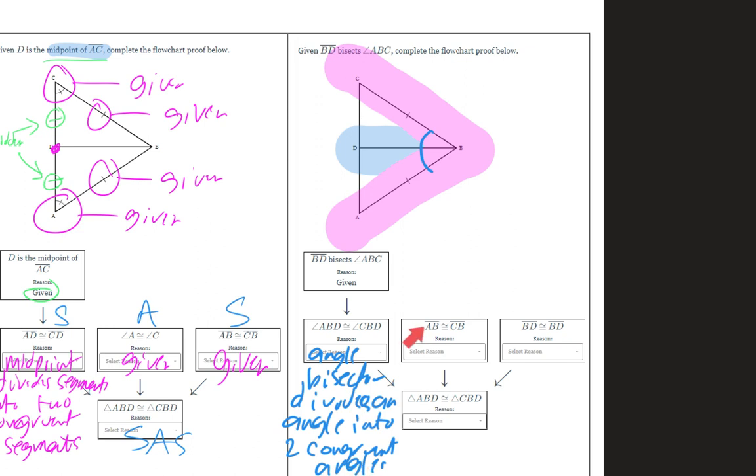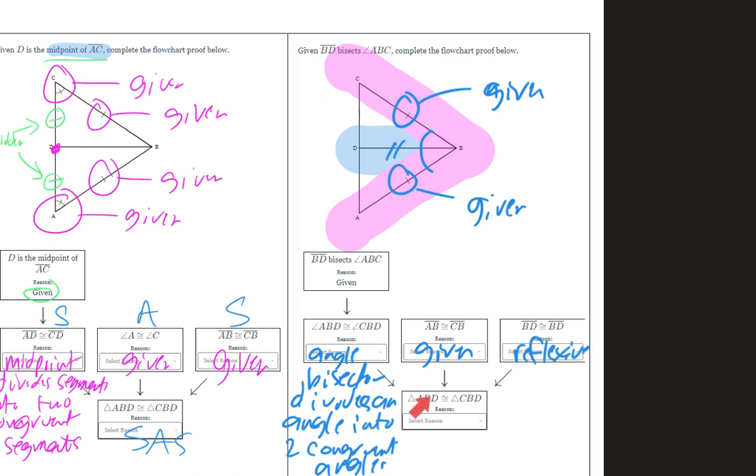All right, next. AB is congruent with CB. How do we know that? What's the reasoning for that? Well, the reasoning is because it's given to us, right? That's the reason it is. All right, what about this? BD is congruent with BD. That means that is the reflexive, right? Reflexive.